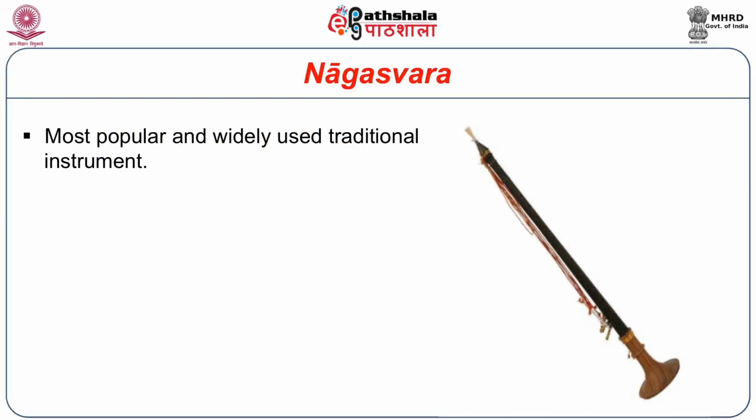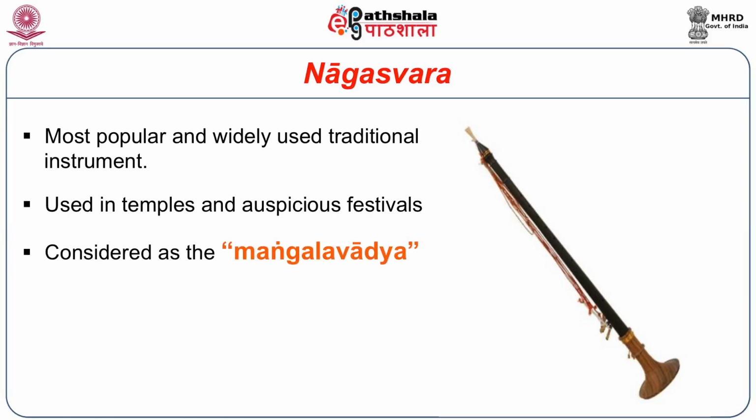Another important musical instrument of South India is the Nāgasvara. This is most popular and widely used, and a traditional instrument used mostly in the temples and auspicious festivals like marriages and any other auspicious functions in the society. It is also considered as a Mangalavadya.